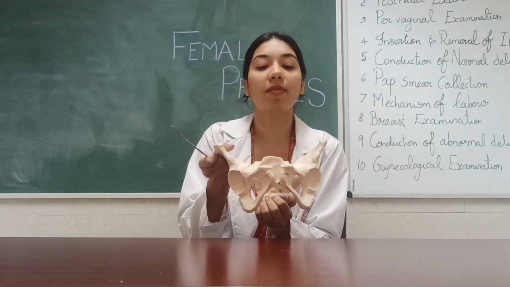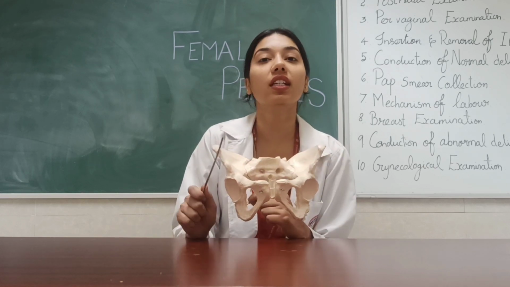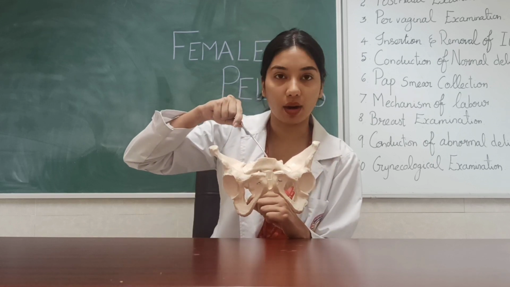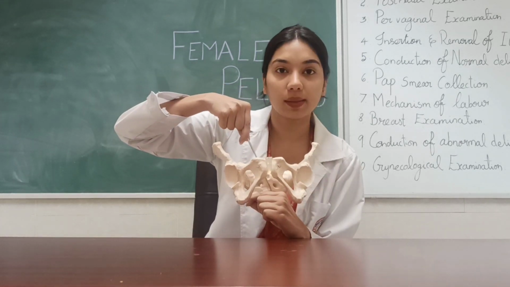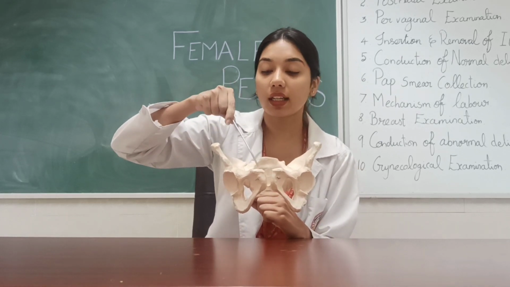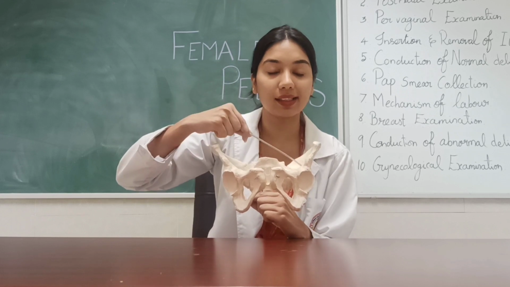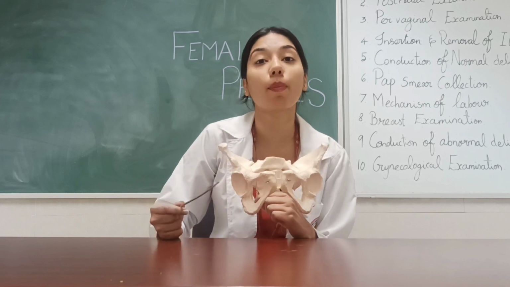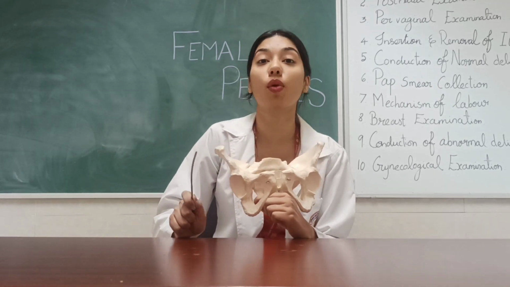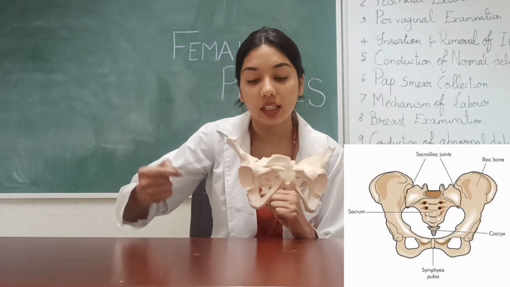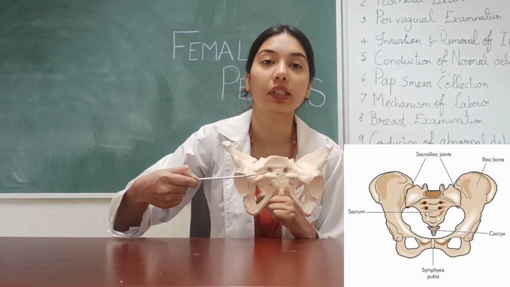So this is a female pelvis that you are seeing. The female pelvis is made up of three bones. What are these three bones? One is the sacrum, second is the coccyx, third is the two innominate bones. This is the first innominate bone and this is the second innominate bone. Each innominate bone is made up of the fusion of three bones. What are these three bones? This is the ilium, the ischium and the pubis.